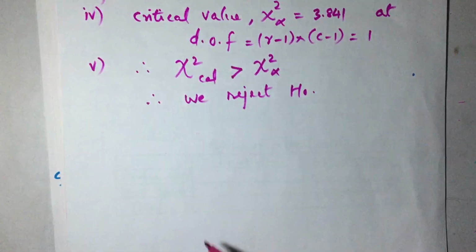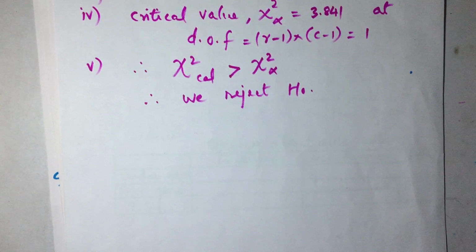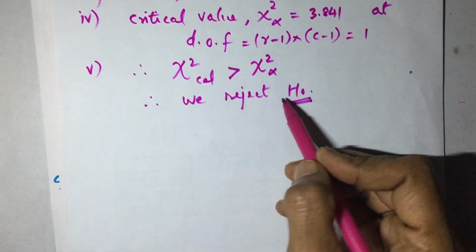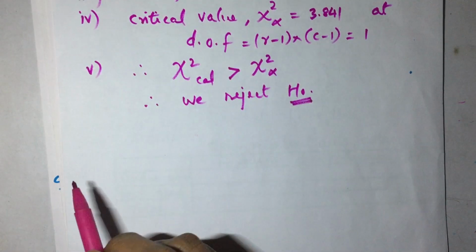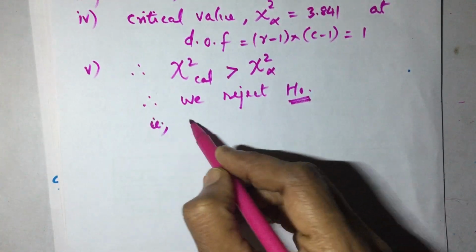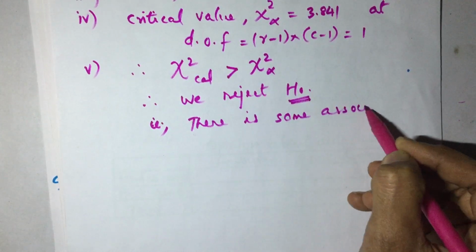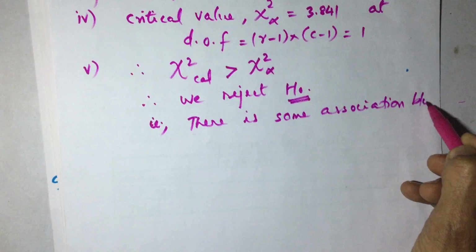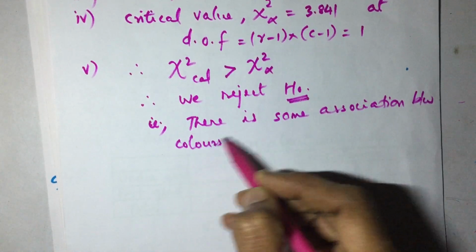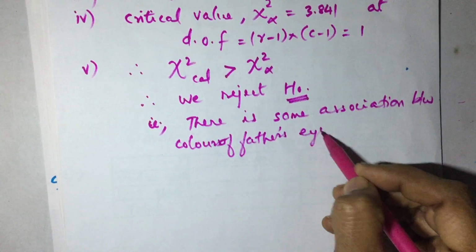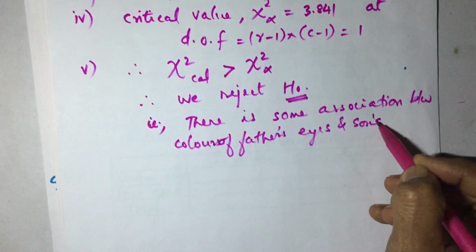We reject H0. What was your assumption? The assumption was that there is no association between the darkness of eye color of father and son. So we reject that H0, which means we accept the alternate hypothesis, that there is some association between the color of father's eyes and son's eyes.